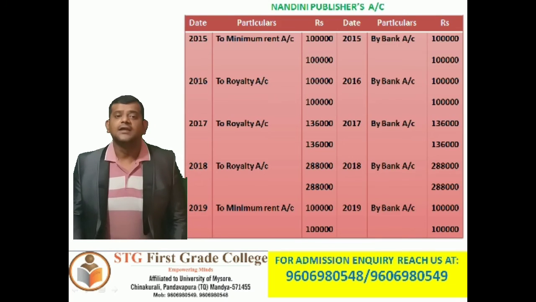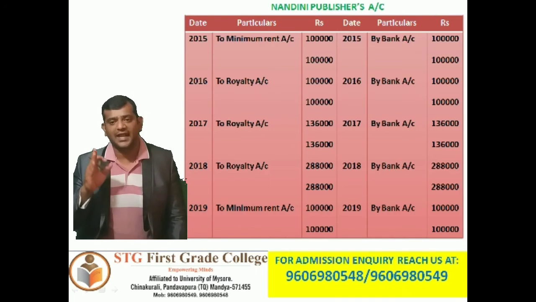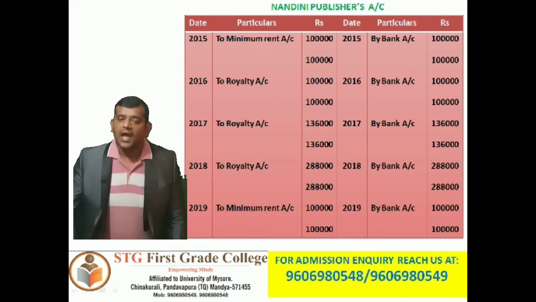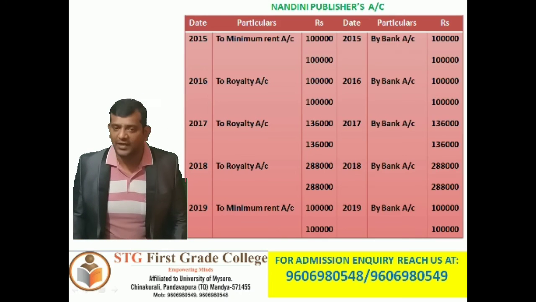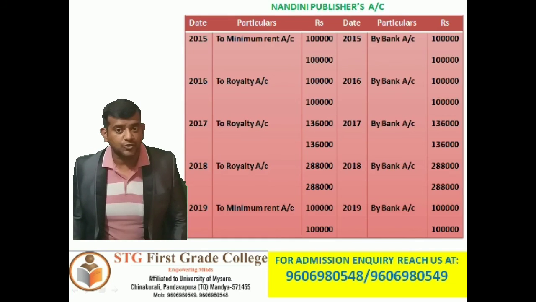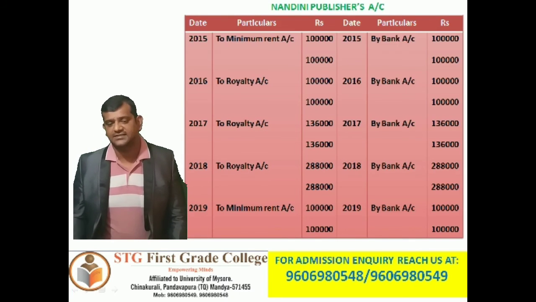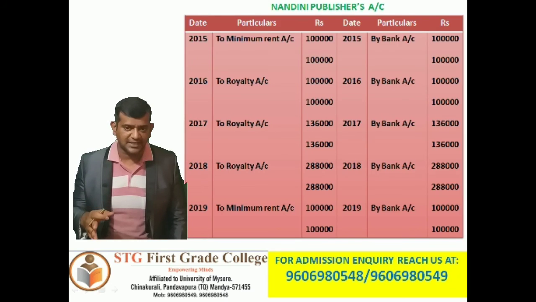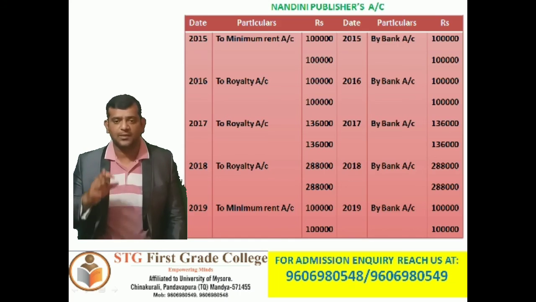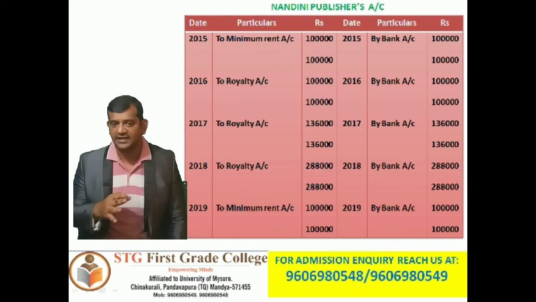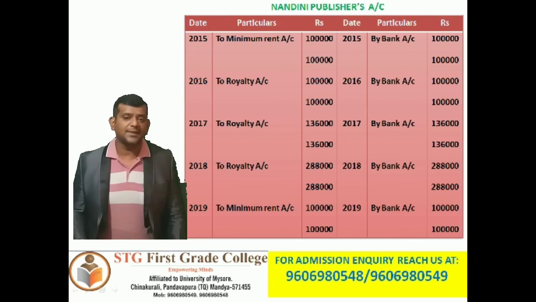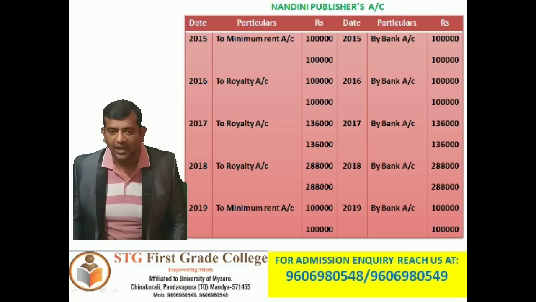2016 to royalty account 1 lakh, by bank account 1 lakh, both the side 1 lakh is the total. 2017 to royalty account 1,36,000, by bank account 1,36,000, both the side total 1,36,000. 2018 to royalty account 2,88,000, by bank account 2,88,000, total both the side 2,88,000. 2019 to minimum rent account 1 lakh, by bank account 1 lakh, both the side total 1 lakh.